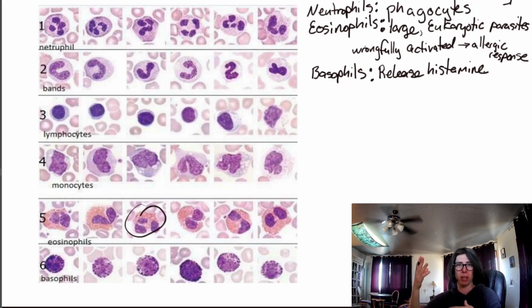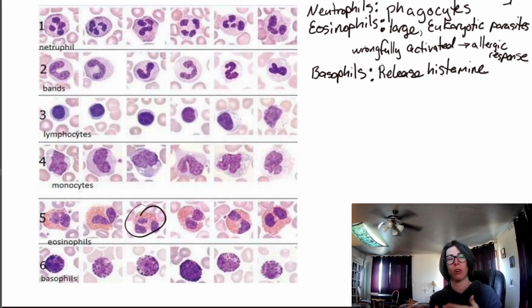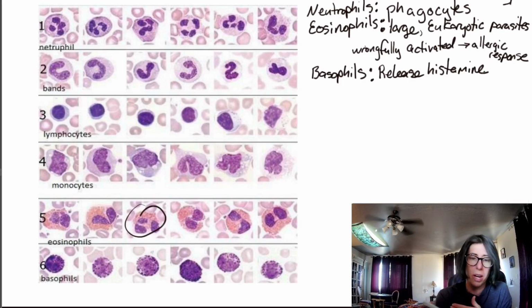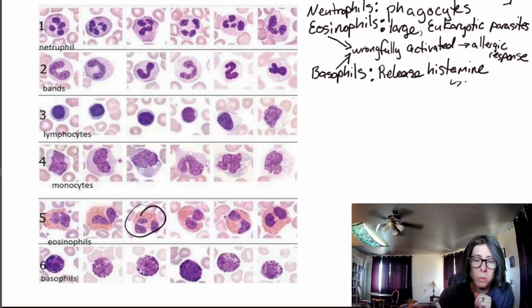If you have an allergic response that's no good, no use to you, you might want to take an anti-inflammatory and antihistamine. So antihistamines block the action of histamine. They block basophil action. So again, when these basophils are wrongfully activated, you get an allergic response. That's true for eosinophils and that's true for basophils. When either of them is wrongly activated, you get an allergic response. So they're responsible for inflammation, which is uncomfortable but very important for fighting disease and infection.